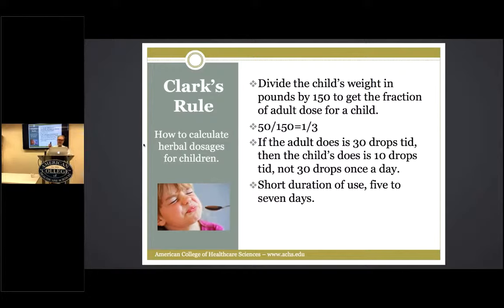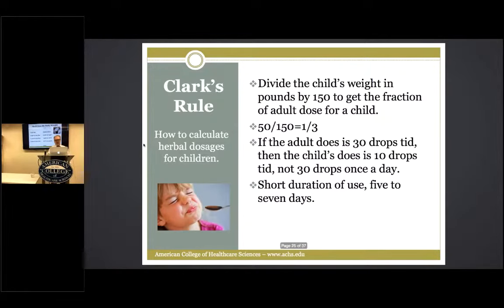So Clark's rule, you put the child's weight over 150 and you reduce the fraction. So if the child is 50 pounds, you put that over 150, you get 1/3. That is the dose for the child who weighs 50 pounds. 1/3 of the adult dose. So if the adult dose is 30 drops 3 times a day, the child's dose is 10 drops 3 times a day. It's not 30 drops once. You have to go with the course of treatment as well. With kids, you're going to usually use herbs for just a short period of time anyway.